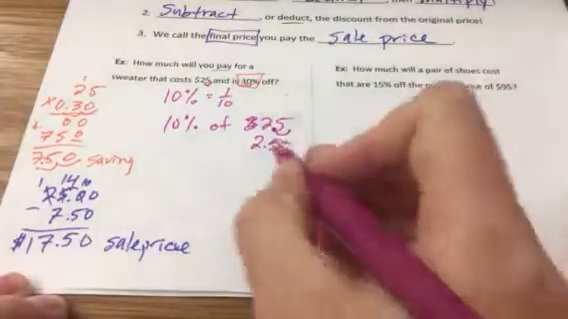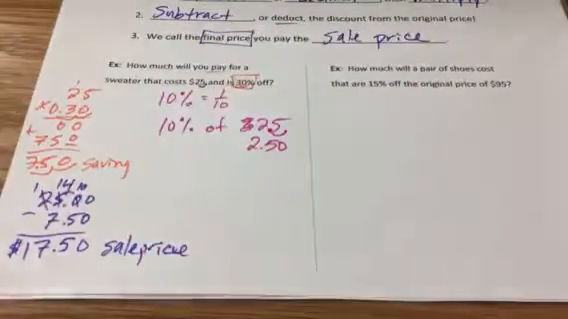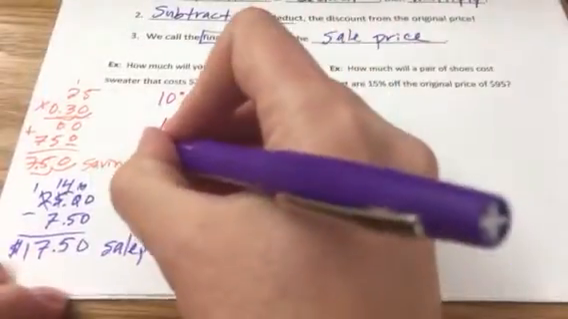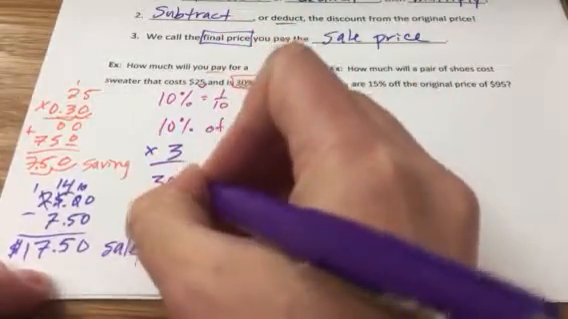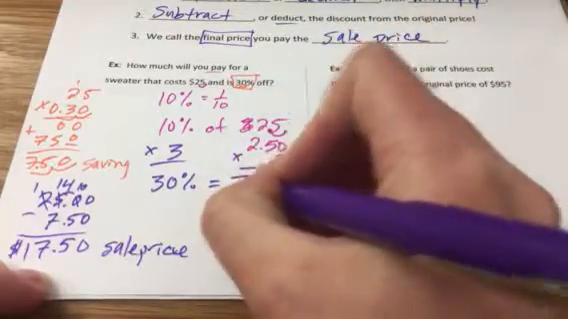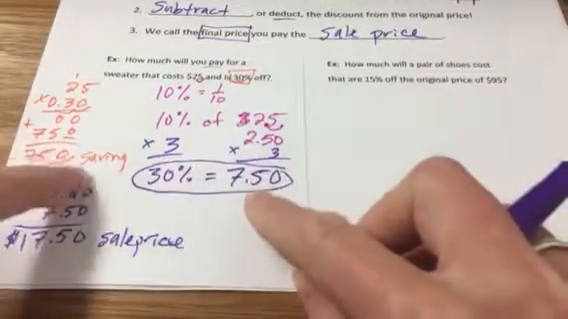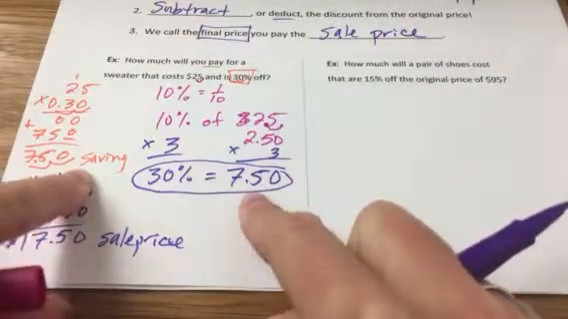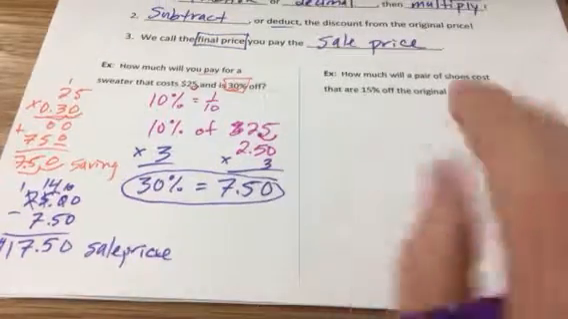$2.50 is your 10%. I'm dealing with 30%, so I'm going to go ahead and multiply 10%. I'm going to triple it times 3, because that gives you 30%. So let's go ahead and multiply 250 by 3, and we get 750. So you have two different options to figure out your discount, and then you must subtract. I'll let you do the next example on your own.